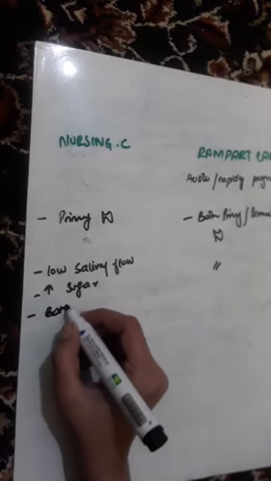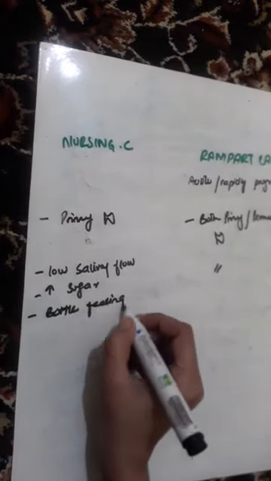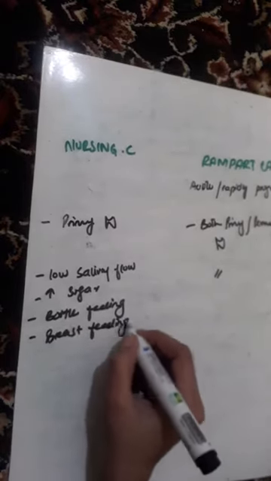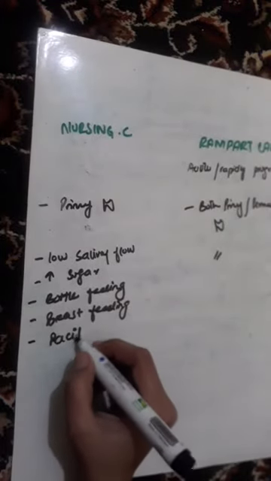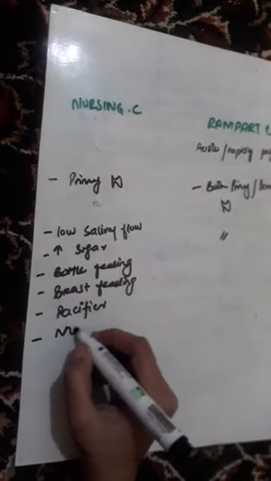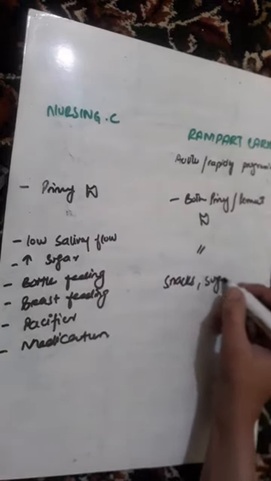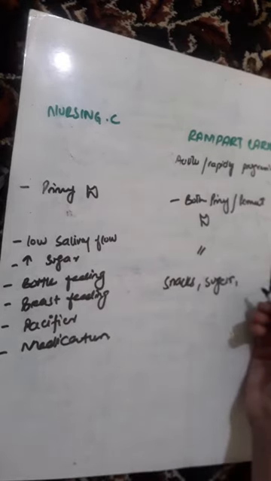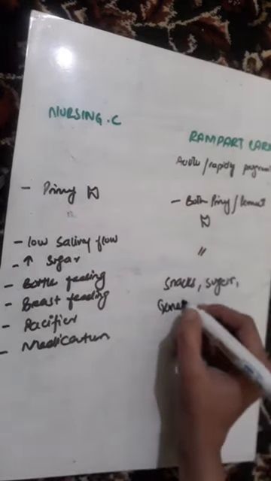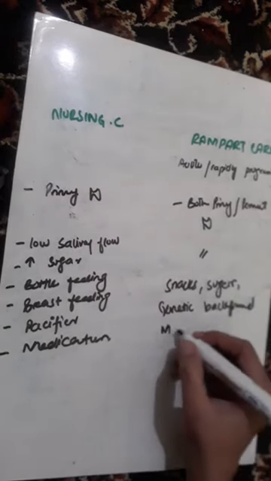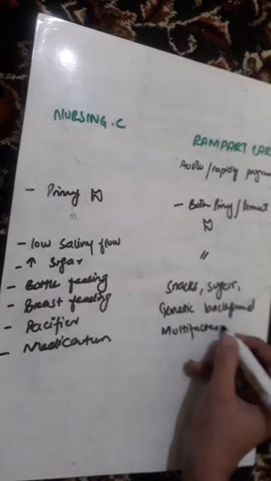Now it involves bottle feeding habits, frequent breastfeeding habits, pacifiers, and medication that involves sugar. These are the etiology. While the etiology in rampant caries is snacks, as it involves the permanent dentition: sugar snacks and genetic background. It's multifactorial in fact.